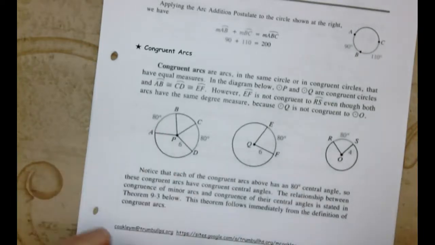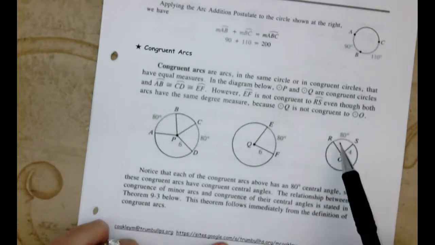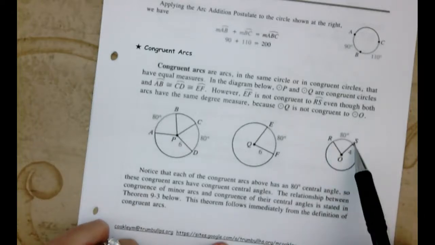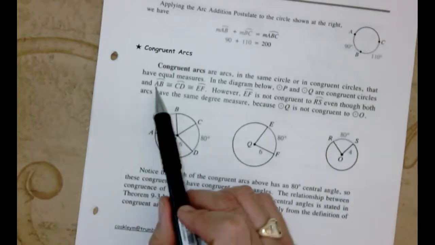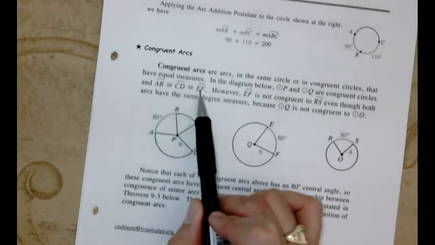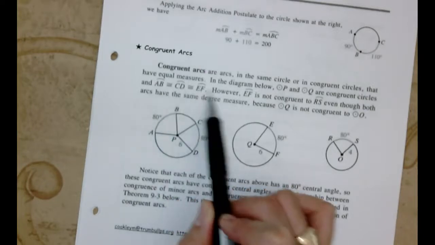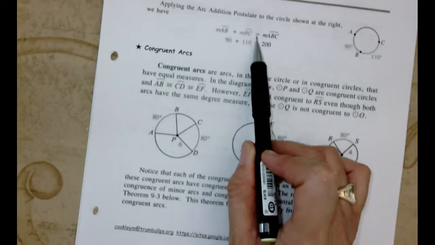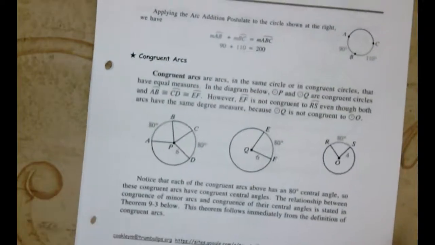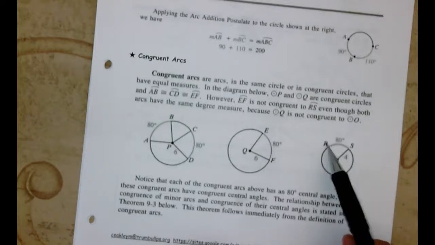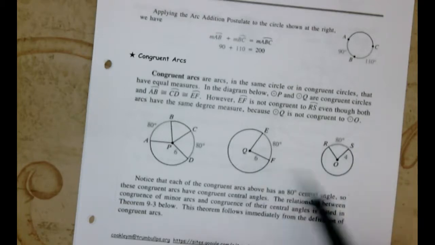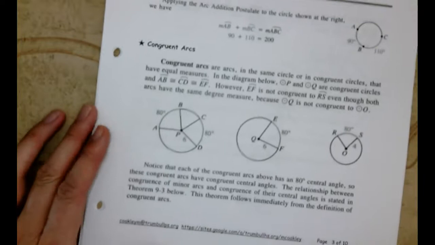Okay, now the measure of arc RS is not congruent. Sorry, these are congruent, so you don't have M in front of it. When they are congruent, you don't put M; if you use M, you make it equal, just like the angles. If you remember that, you'll be fine. Even though the measure of arc RS is 80, these are not congruent because the circles are not congruent.